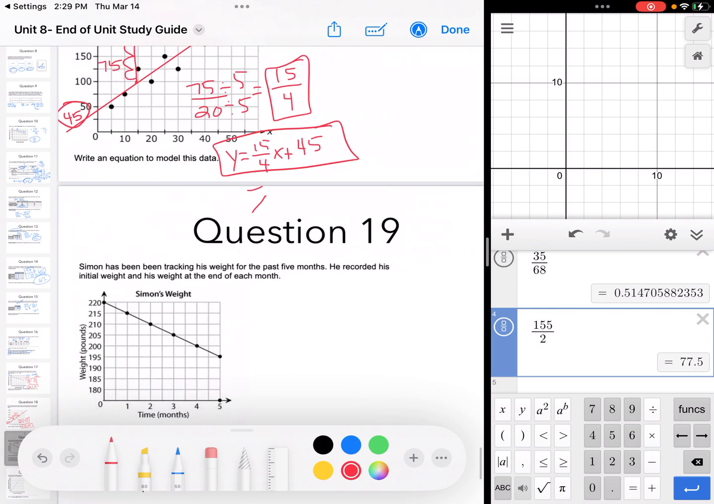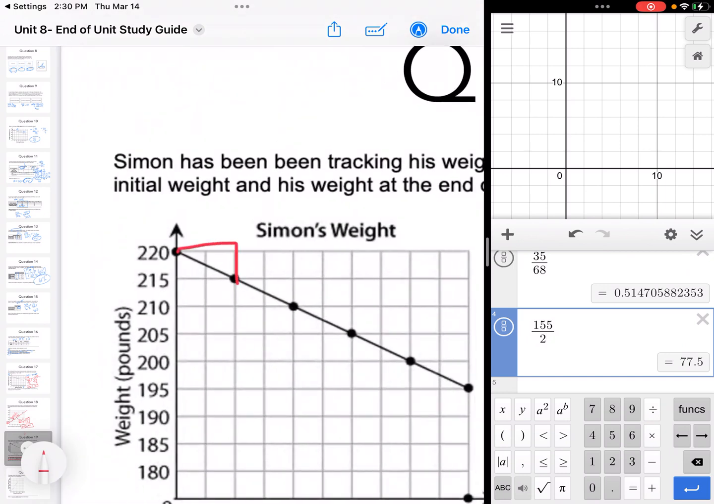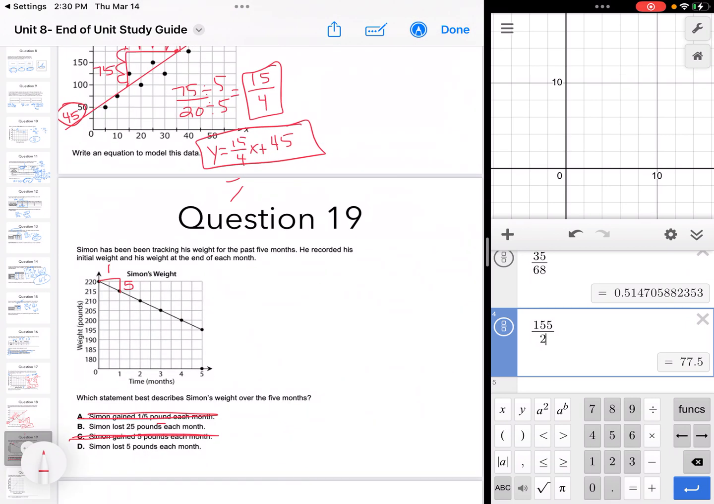Okay, over the past 5 months, they're looking at weight, and they want to know which statement best describes Simon's weight over the 5 months. Well, we know that he's losing weight, so he didn't gain any weight. And if we want to figure it out over a month, we know this is 1 and this is 5, so he loses about 5 pounds each month.